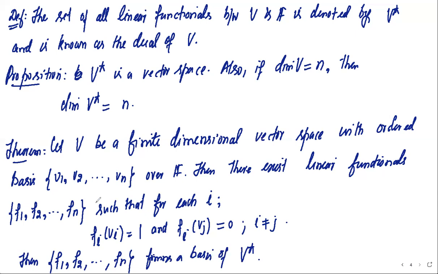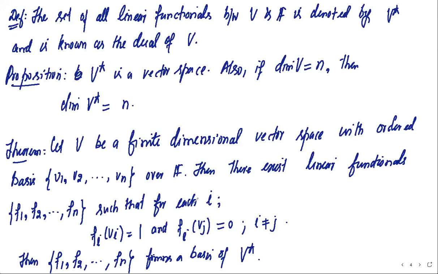So this also helps us in the construction of the ordered basis for the dual once we are given the basis of V. So we will prove the theorem and then we will take some examples of how we construct the ordered basis for the dual once we are given the ordered basis for a vector space V having a finite dimension.